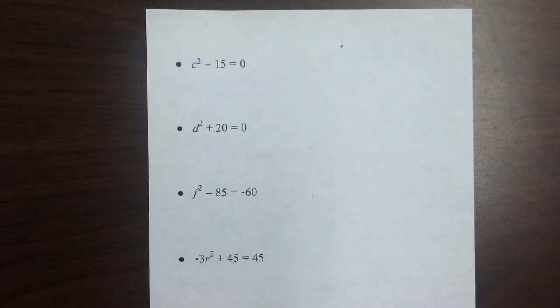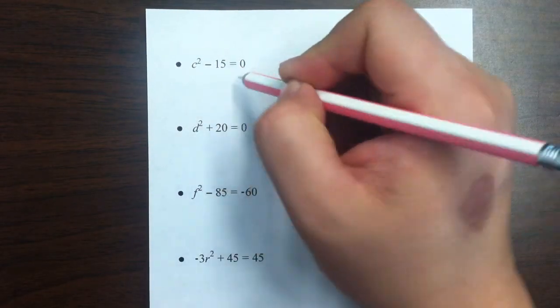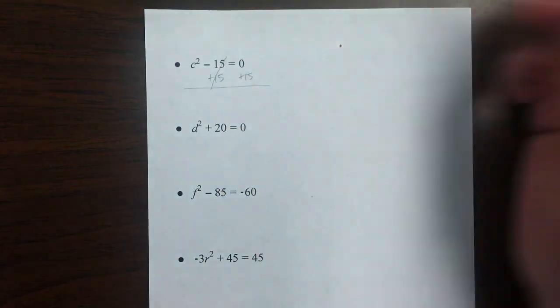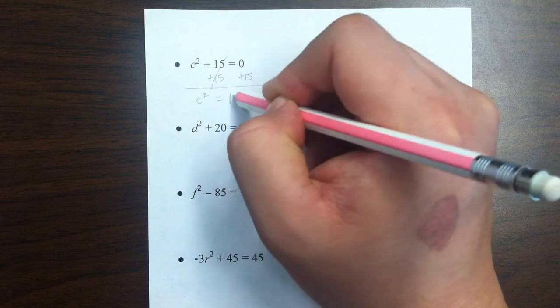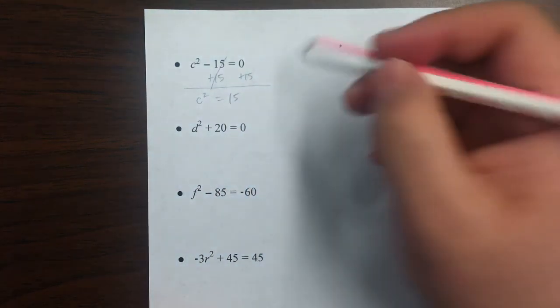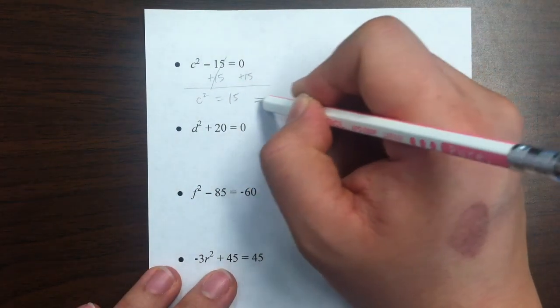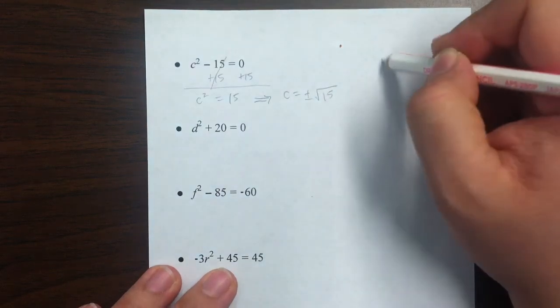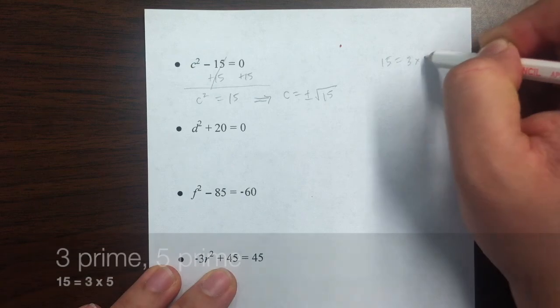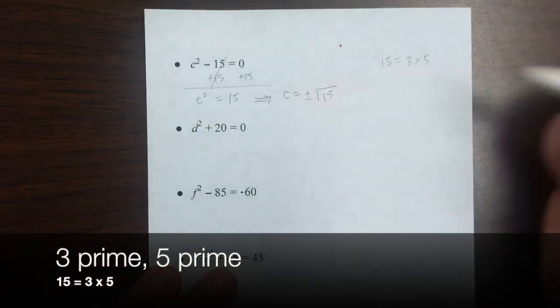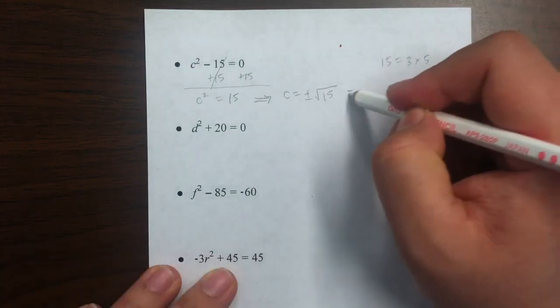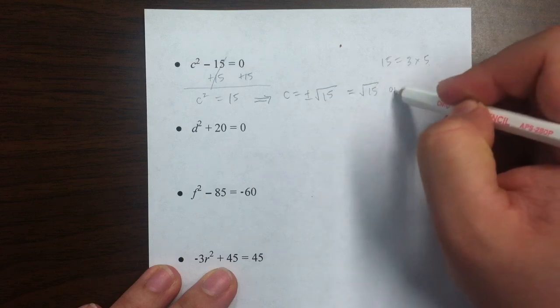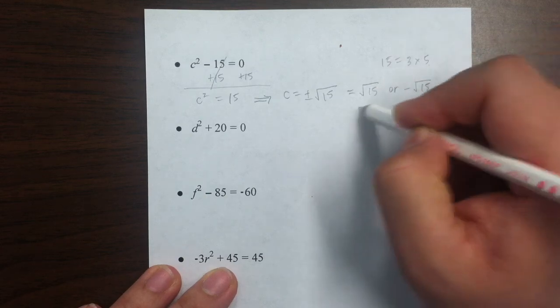For these, I have to do a little bit more work. So at first, I have to move the 15 to the other side, addition, and then I have c squared equals 15. 15 is positive, so I can do positive or negative square root of 15. Now 15 equals 3 times 5. Both are prime, so I cannot simplify this any further. Just square root of 15 or negative square root of 15.